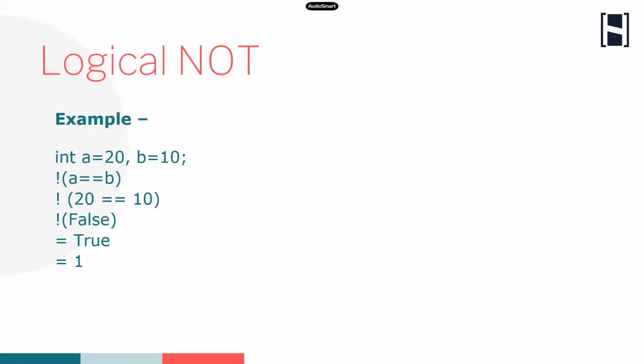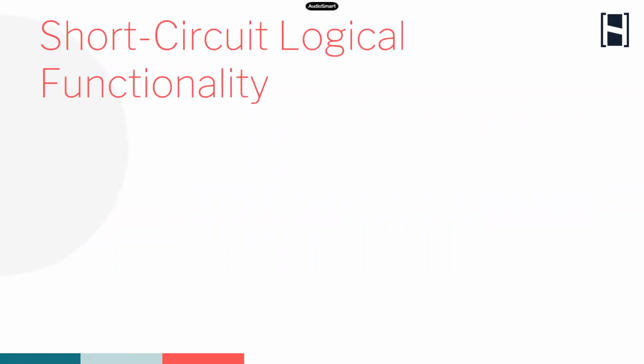Now, there is one very, very important variation that you have to know with regards to logical operators. We call it short circuit. Now, what do you mean by this short circuit? So, this short circuit functionality is applied on two operators, the AND operator and the OR operator. The NOT operator does not come under this concept. So please understand, short circuit logical functionality is applied on two operators, that is my logical AND and my logical OR operator.